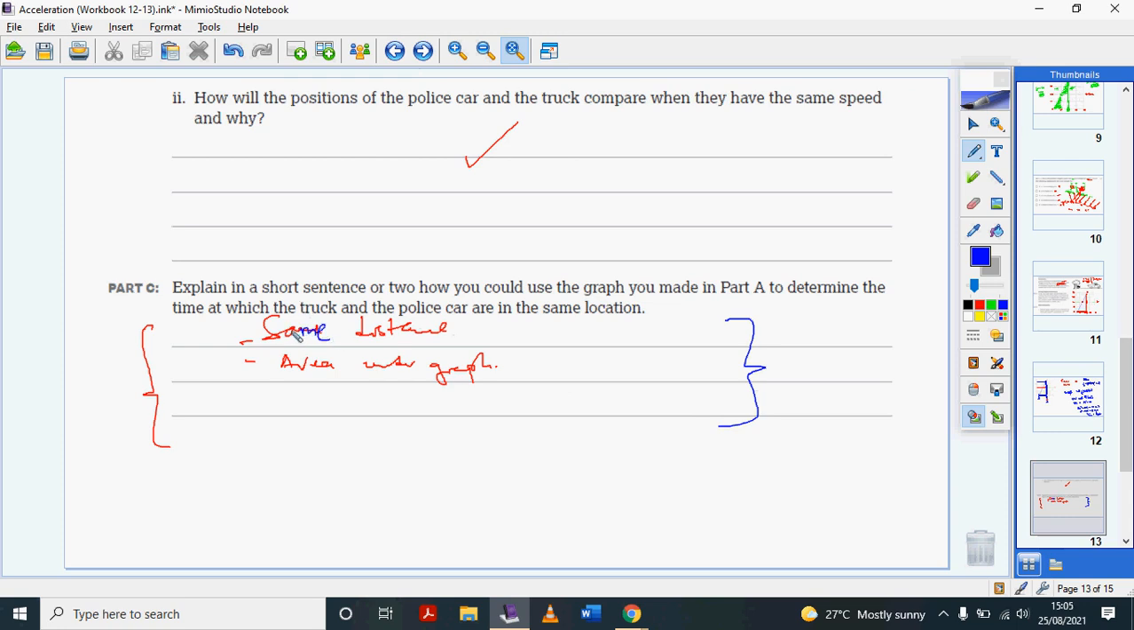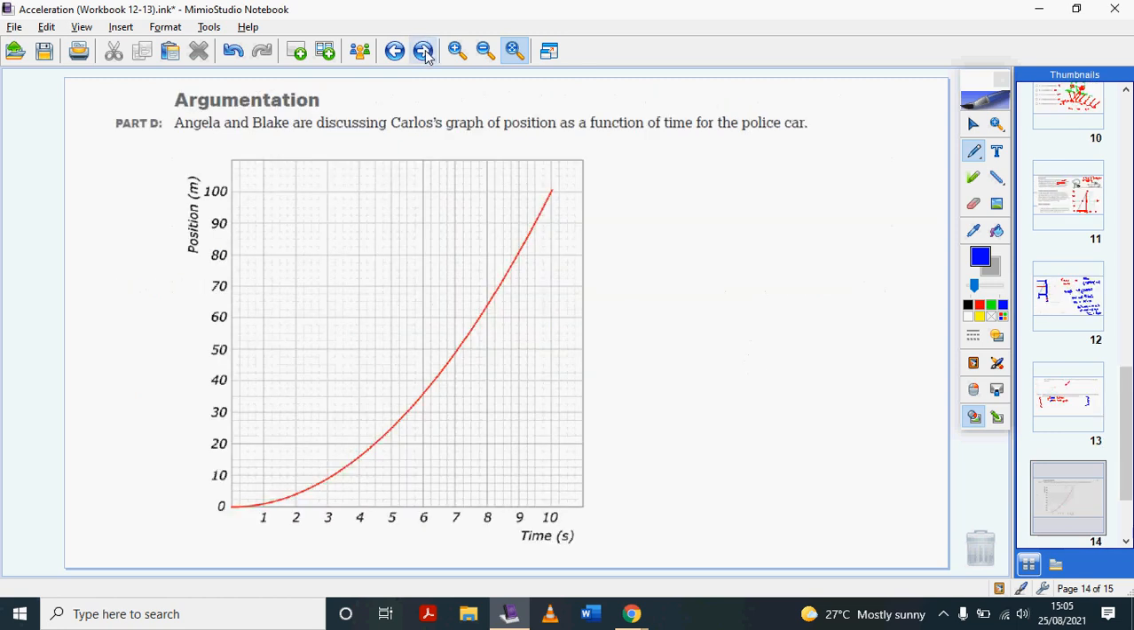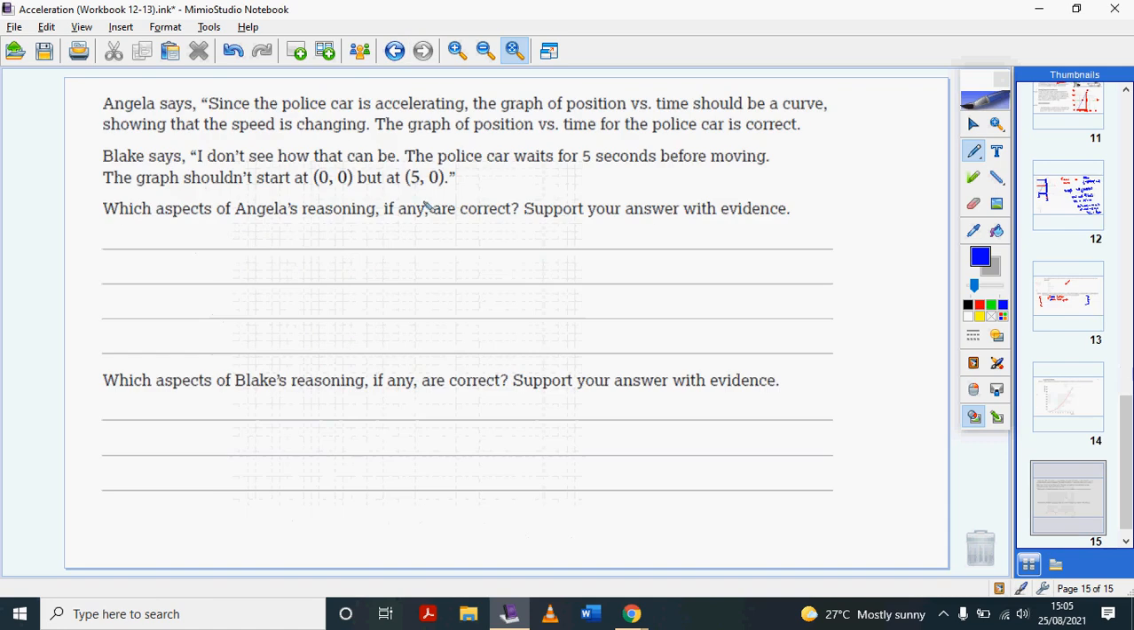All right, Angela and Blake are discussing Carlos's graph of position as a function of time for the police car. And this is the graph. Angela says, since the police car is accelerating, the graph should be a curve, showing that speed is changing. The graph is correct. Blake says, I don't see how that can be. The police car waits for 5 seconds before moving, so the graph should not start at 0, but should start at 5. Which aspects of Angela's reasoning are correct?